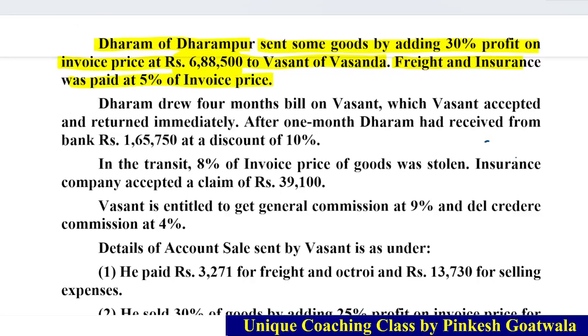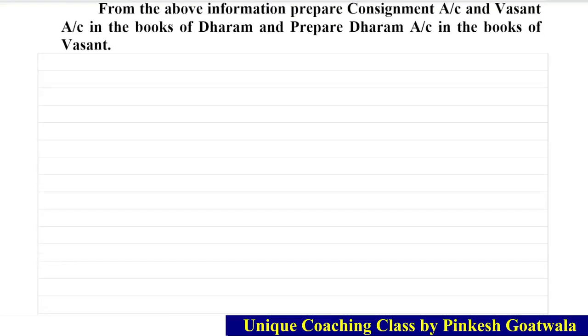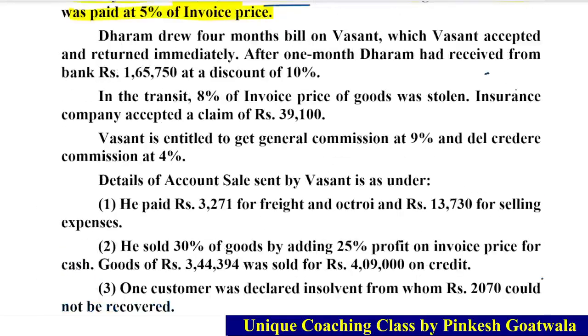So first of all, just do the calculation as we did before. Okay, જે પ્રકારે calculation કરતા એ રીતે કરીશું. First of all, who is the consignor? So Dharam of Dharampur is the consignor and the consignee is Vasant of Vasanda. Okay, so first of all, write the consignor, that is Dharam, and consignee, that is Vasant.